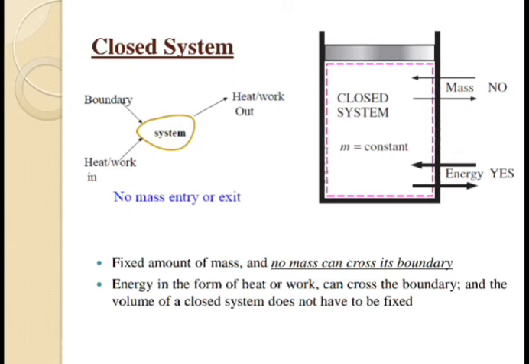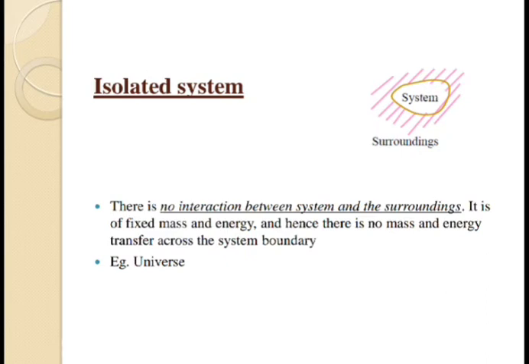In a closed system, energy interaction between the system and surroundings is possible, but mass interaction is restricted. In an isolated system, neither mass nor energy interaction is possible, so the system cannot interact with the surroundings. An example of an isolated system is the universe.